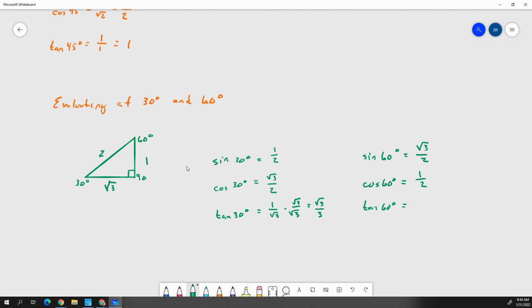Last but not least is tangent of 60 degrees. Well, our opposite of 60 is radical 3 over 1, which is just radical 3.